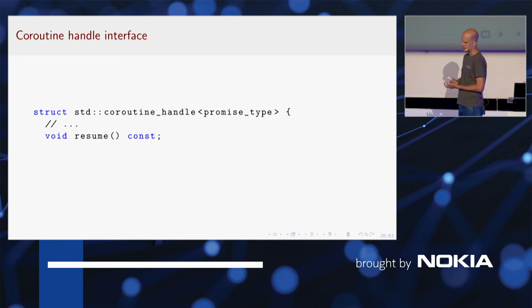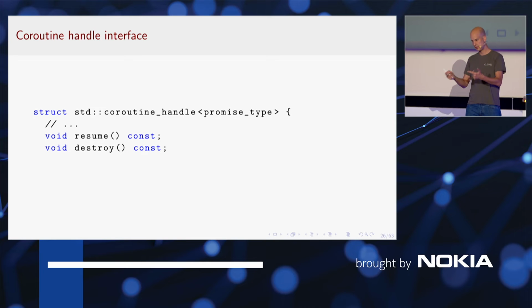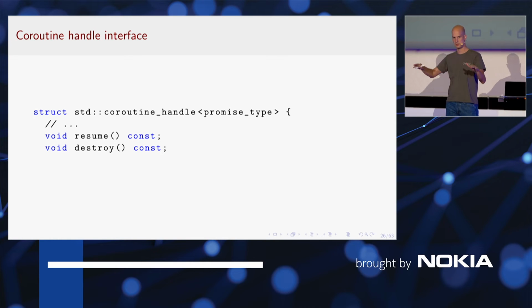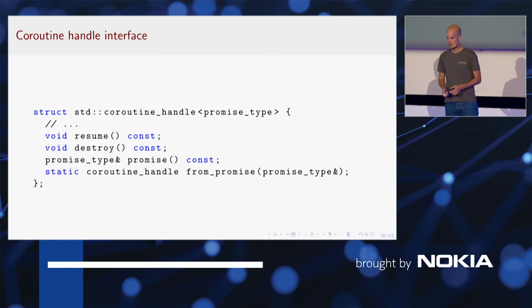Lastly, let's have a very brief look at the interface of this coroutine handle. Like I said, think of it as a raw pointer to the coroutine state. It allows us to resume a suspended coroutine, and it allows us to destroy a suspended coroutine. So that is important to know. Those are the two things that you can do. Like if a coroutine has gone to sleep, you can either resume it or destroy it. Both are safe to do.